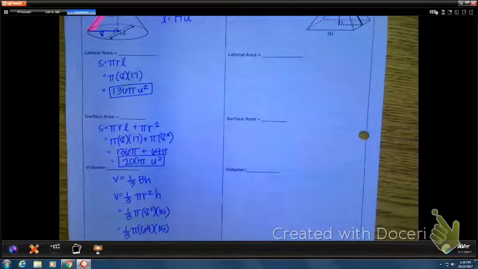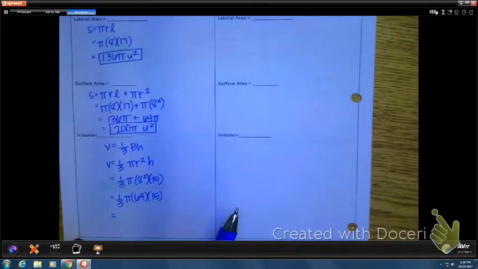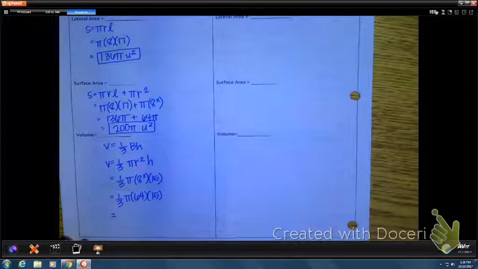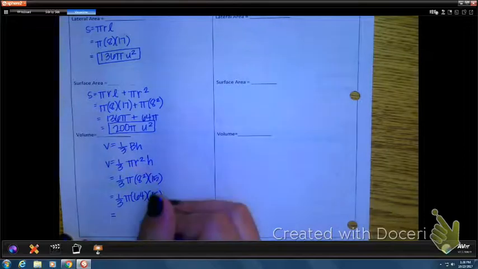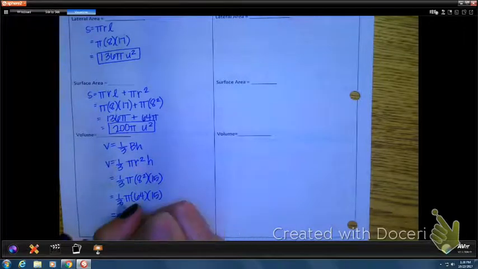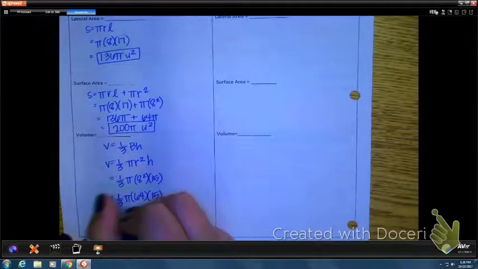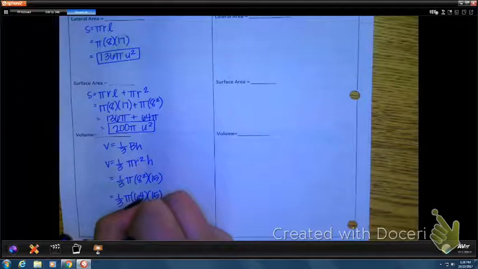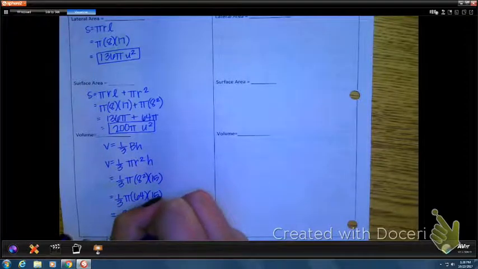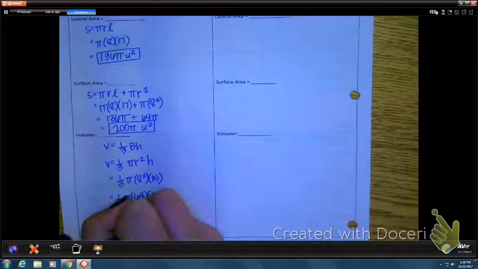Okay, so when you type this in the calculator, if it were me, I would multiply 64 times 15, divide it by 3. 64 times 15, divide by 3, and you get 320 pi units cubed.